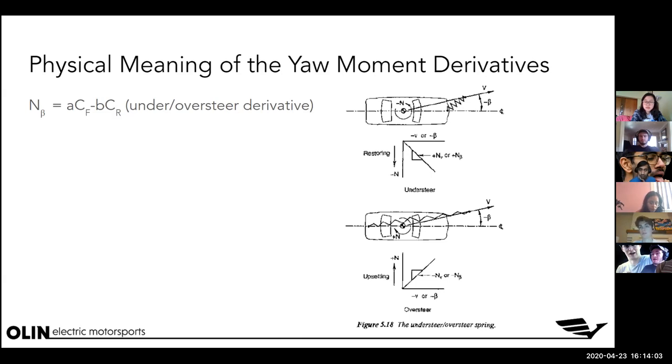Neutral steer is sort of a happy medium for our car to exist in because we want our driver to be able to navigate tight turns at high speeds. And so we don't want them to be limited by the amount of steer angle that they can input. But at the same time, if it's unstable, inevitably we're going to crash or we're going to slide out in a turn, and that's not very good for going fast.